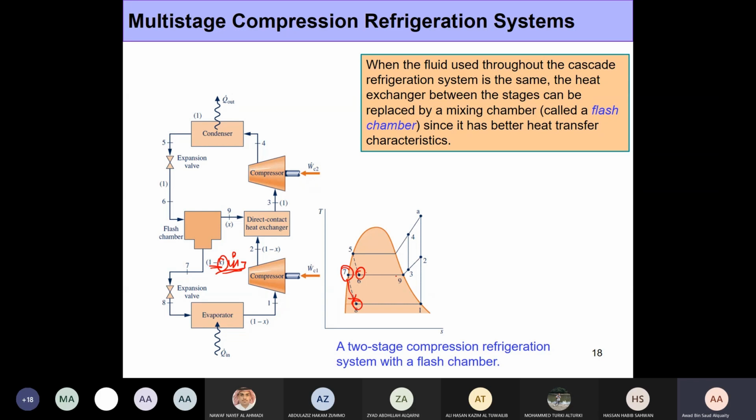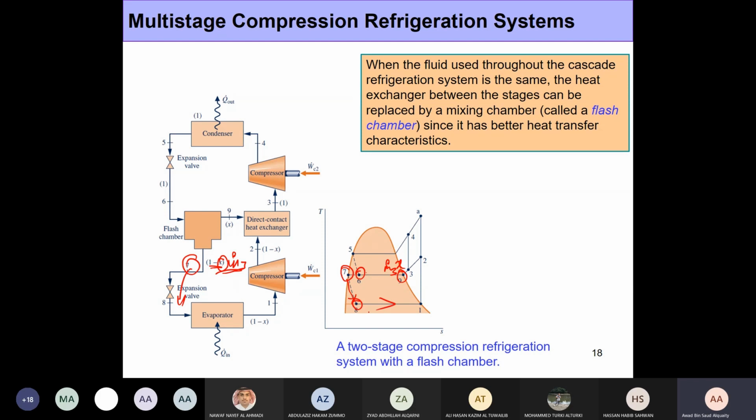The remaining part of the refrigerant, which is a vapor, has a mass flow rate of m dot 3 times x, being the quality. We make use of it later on. We'll come back to it later. So let's go back and look at what's happening to state 7. State 7 to state 8 undergoes expansion. It goes through an expansion valve, and we reduce the pressure back to the evaporator pressure.